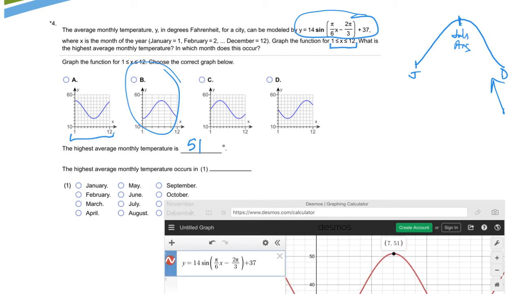Oh, it does. 51, yep. So on the 7th month, 51. Highest temperature is 51. The highest average temperature occurs in, it was 7, so that'd be July. July. Okay, that's good. So I'm looking at applications of sine functions.